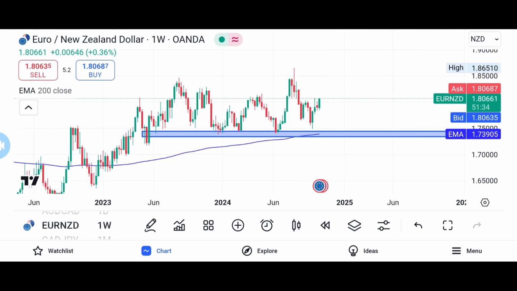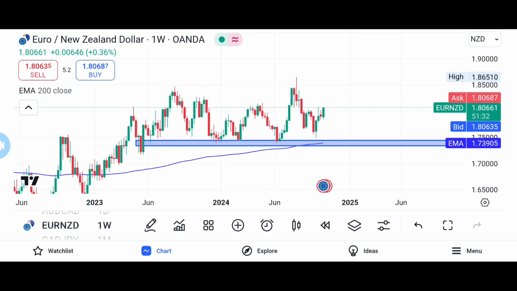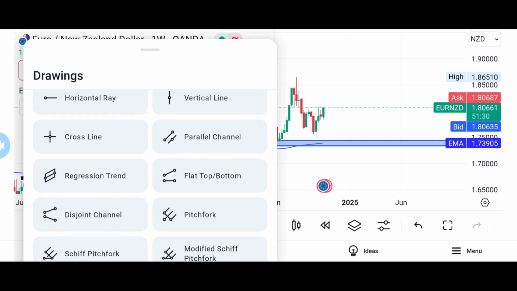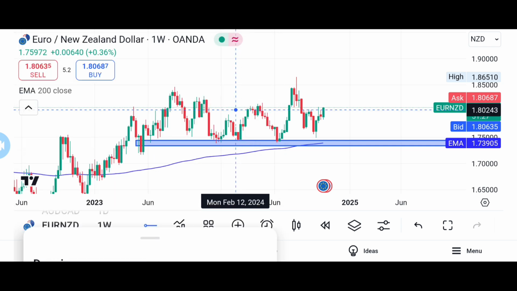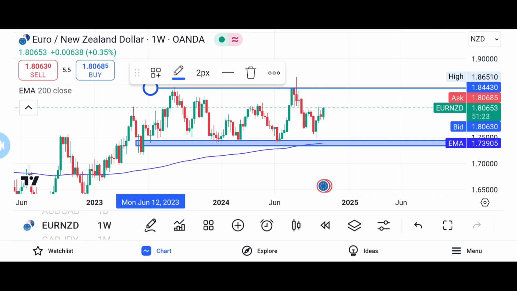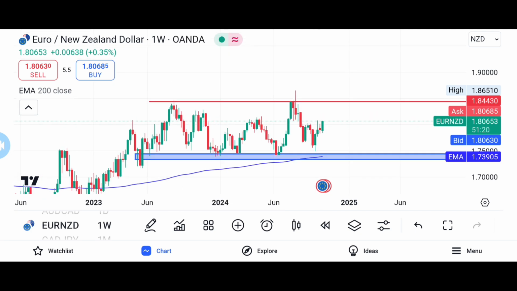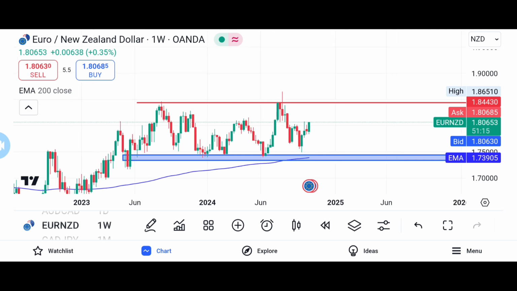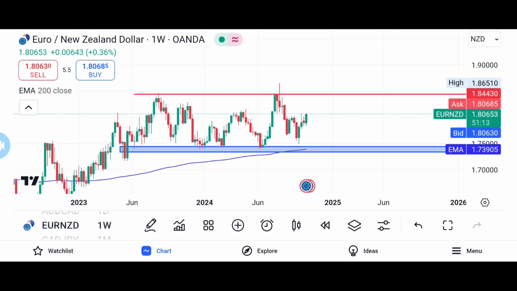And then if you can see very well, this was the highest point the price has ever reached here. That is the highest. You know I love to draw my resistance with a red line. So that is the highest point the price has ever reached.